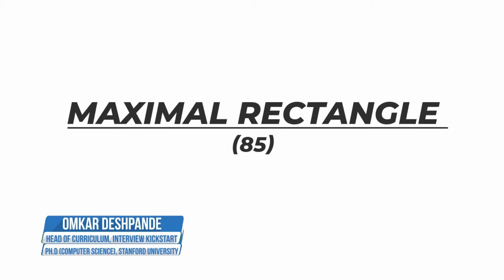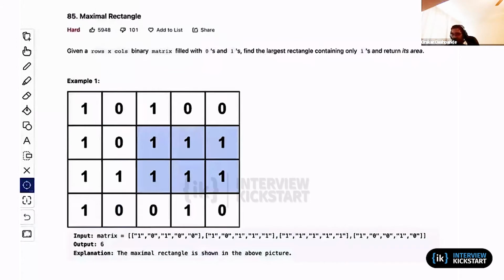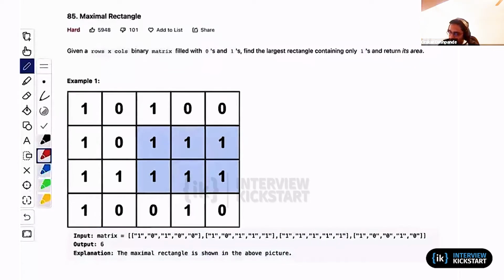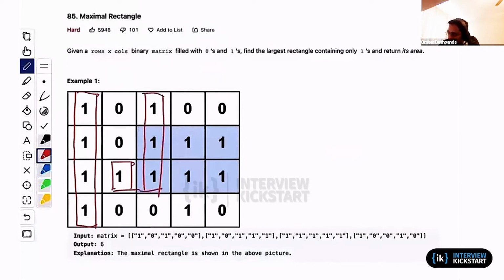You're given a matrix of zeros and ones. You want to find the largest, or the maximal, rectangle within this matrix. So you can see that this is like one bar. This is a small bar here. There's another bar. There's another bar. And here is another bar.